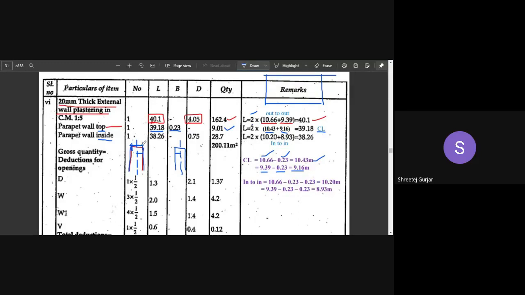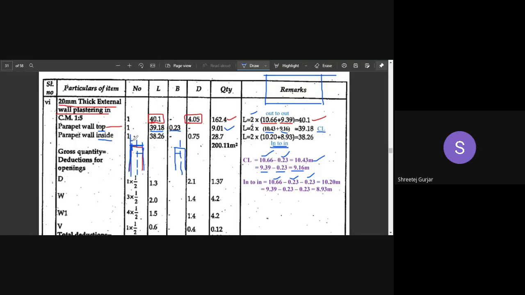Then coming to the inside area, we have to consider the in distance. For that, 10.66 minus 0.23 minus 0.23, that is your out distance from here.